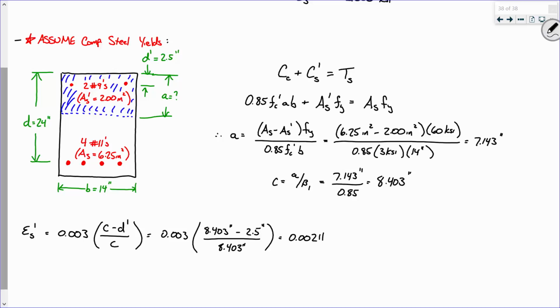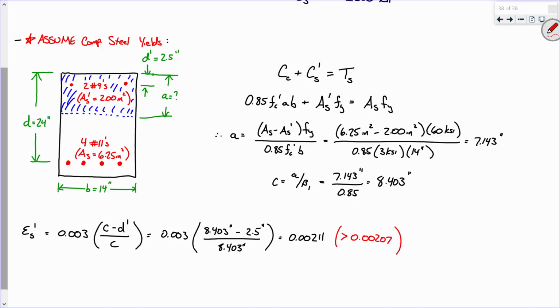Okay, let me ask it like this. That is the strain in our steel, assuming that it has yielded. How much strain is required for it to yield? 0.00207. So this quantity is greater than 0.00207. What does that mean? It has yielded. Our assumption is valid. Is everybody okay with that?